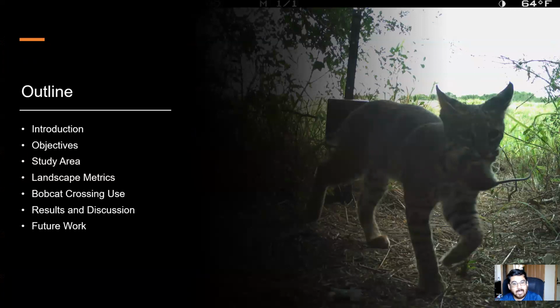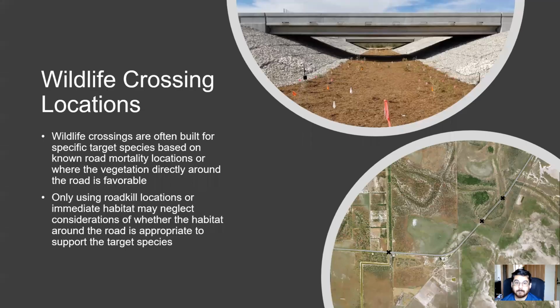So starting with an outline of my presentation, we'll do some introduction, objectives, then study area, then we're going to talk about some landscape metrics and bobcat crossing use, and end with some discussion and some ongoing research.